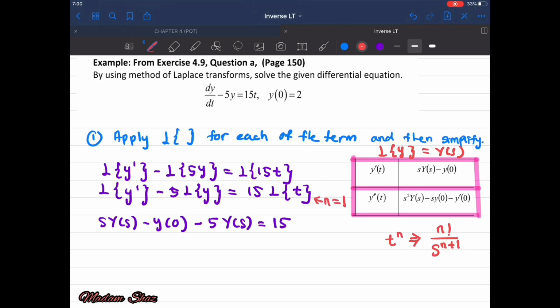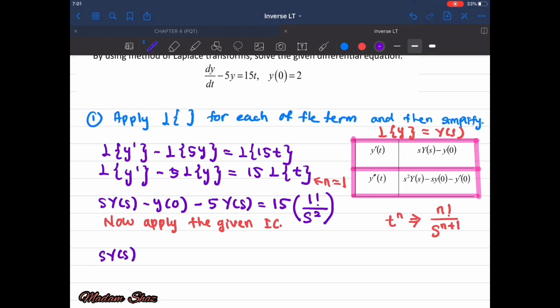N is equal to 1. So therefore, 15 will be multiplied by 1 factorial over s^(n+1), which becomes s^2. So now you have to apply the initial condition. sY(s) minus y(0), substitute y(0) equal to 2, minus 2, minus 5Y(s) is equal to 15 multiplied by 1 factorial over s square, which becomes 15 over s to the power of 2.